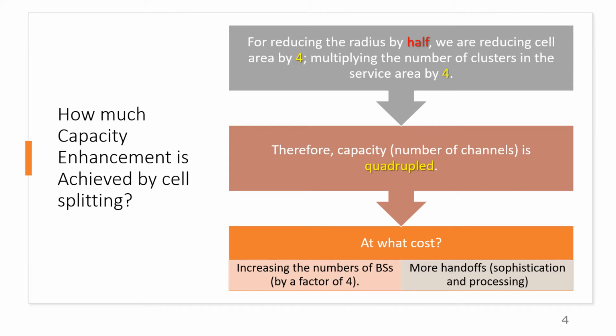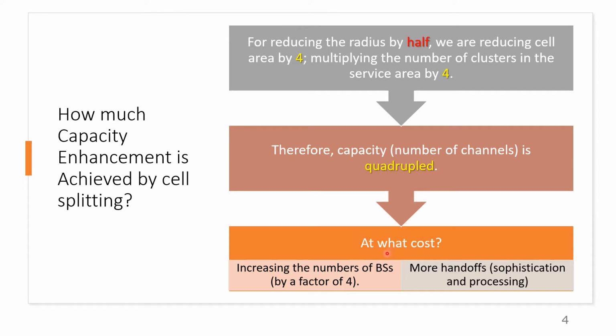How much capacity enhancement is achieved by cell splitting? How much did we gain by doing this? For reducing the radius by half, we are reducing cell area by 1/4, multiplying the number of clusters in the service area by 4. Remember that area is proportional to the square. So if the radius is half, then we have a factor of 4. Therefore, the capacity, the number of channels, is now quadrupled, multiplied by 4.